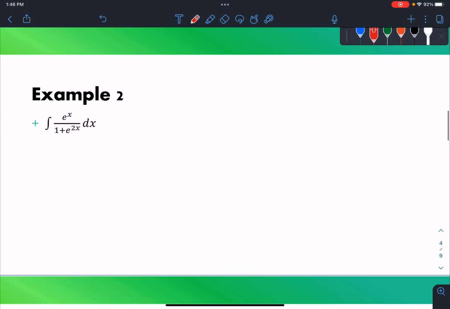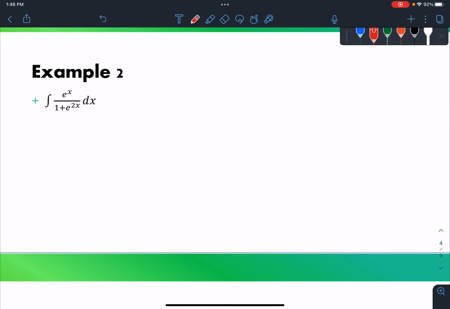So for the second example, we have the integral of e^x all over 1 plus e^(2x) dx. Okay, so in this case, this is a rational function, and we could not just simply make this one a logarithm, because once we derive e^(2x), its derivative is e^(2x) times 2 dx. So it's still e^(2x), and we cannot get the numerator here. Therefore, this is not leading to a logarithmic function.